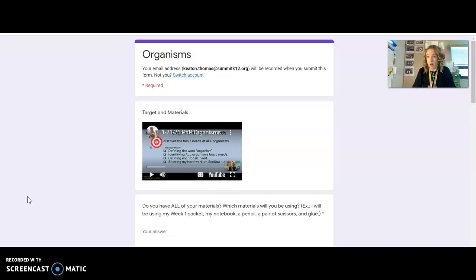Did you define the word organism? Did you figure out that the word organism is any living thing? Identifying all organisms' basic needs. Did you do that? Did you figure out what the basic needs of organisms are? Did you define each basic need? Did you do that? And did you upload your work to Seesaw?